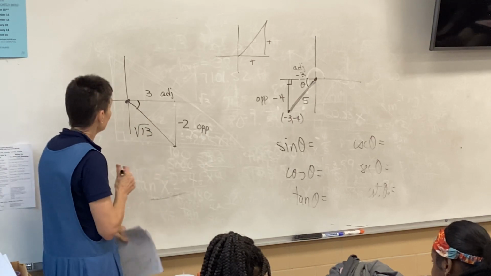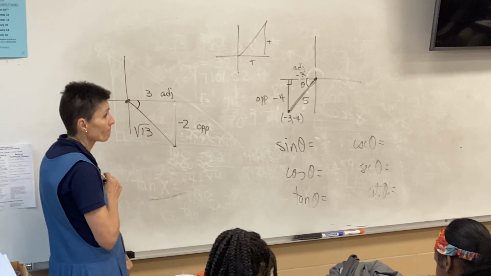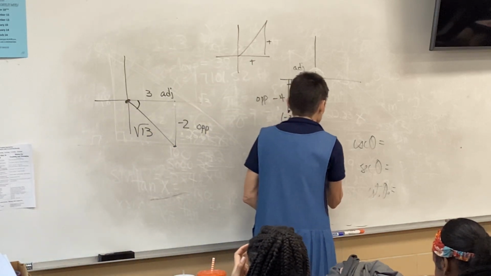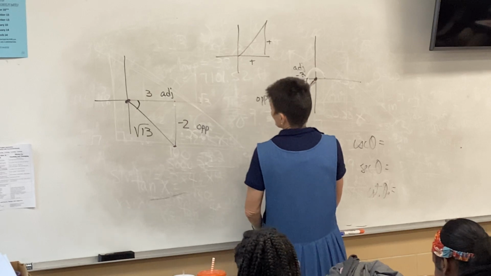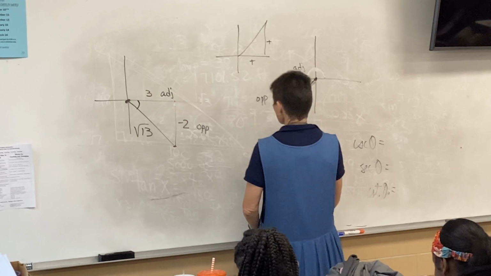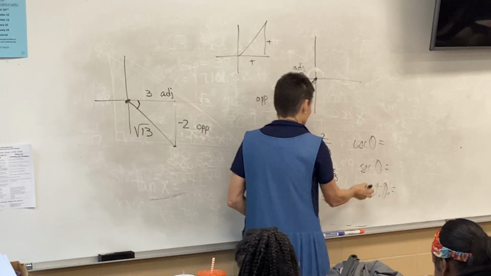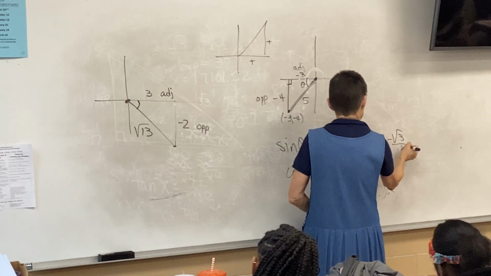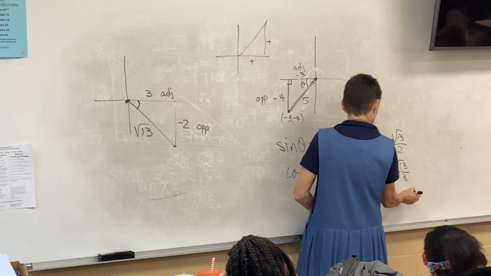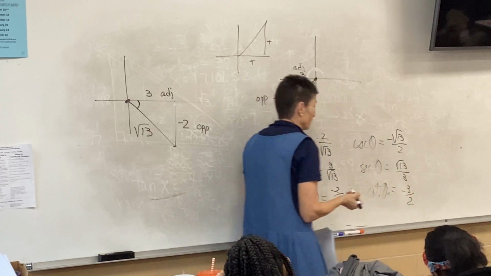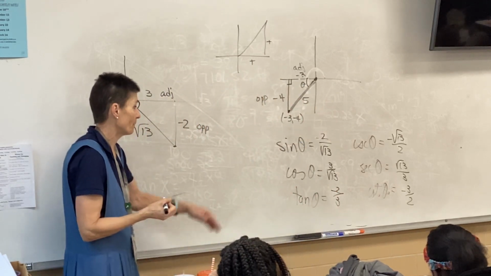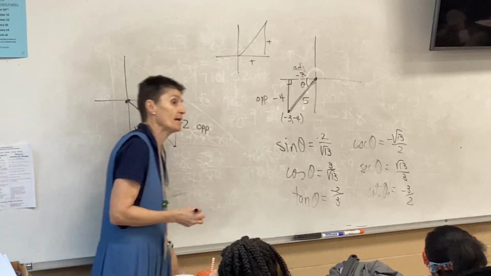So what's the sine? -2 over root 13. Cosine, 3 over root 13. Tangent, -2/3. I've got some rationalizing to do, but look at those carefully. Are you good with that, Abe?